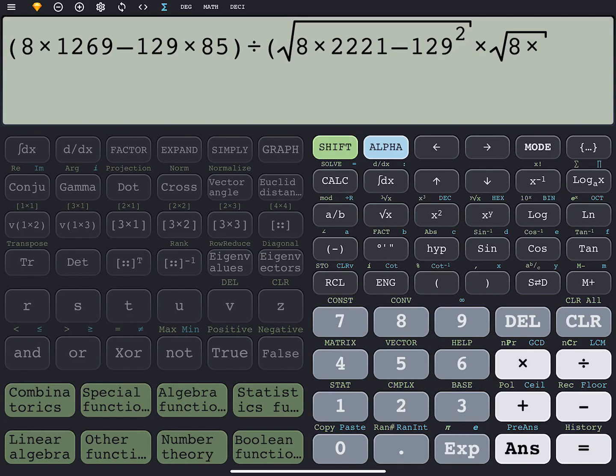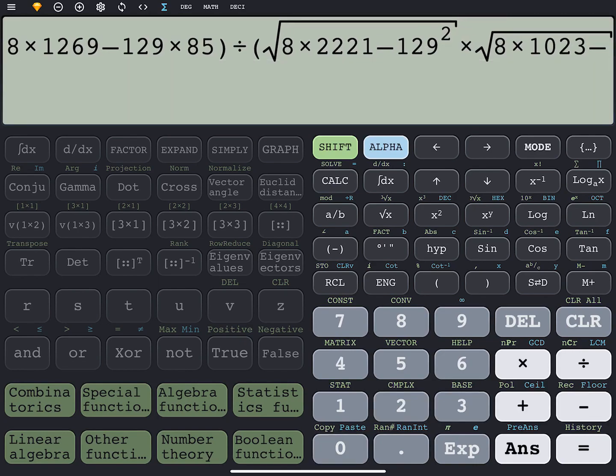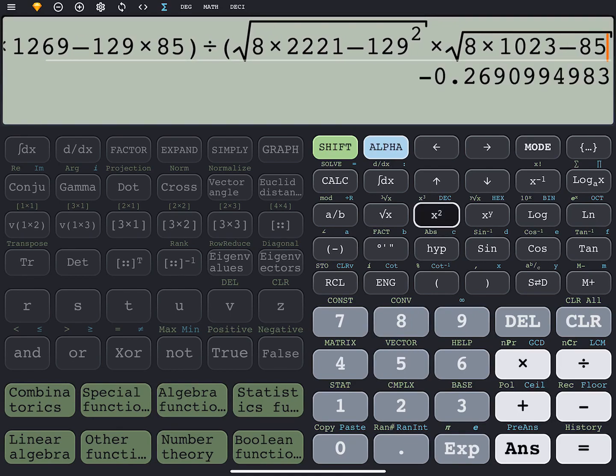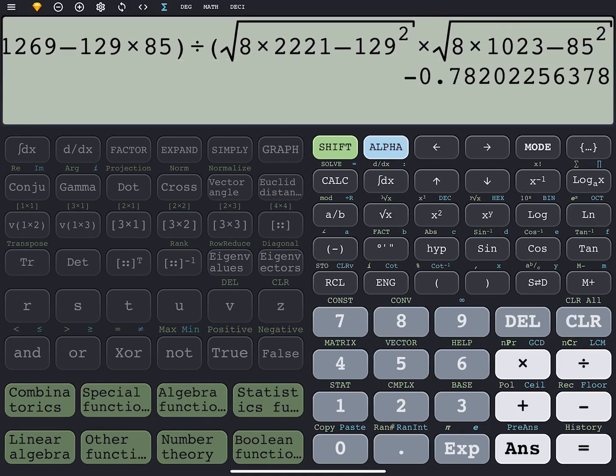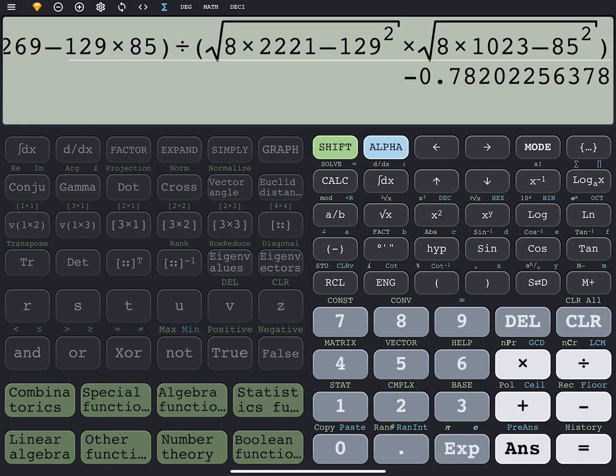What is it? 1023. Good. And then minus sum y to the second power. It looks like 85. Is that right? Double check. Is it 85? And then I'm going to come out of this and close the parentheses because I'm telling the calculator, okay, calculator, that's the end of what's in my denominator.